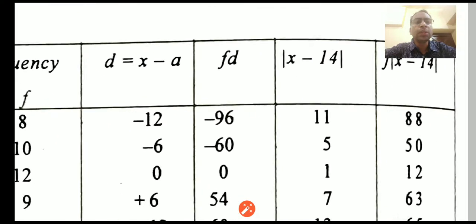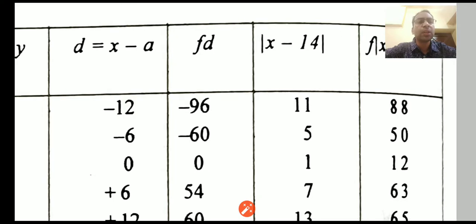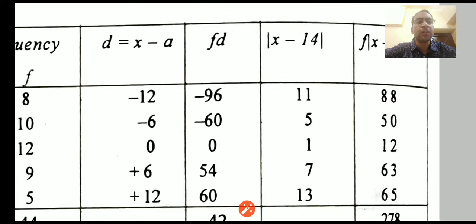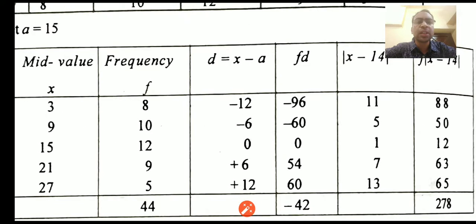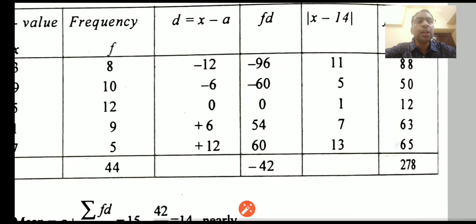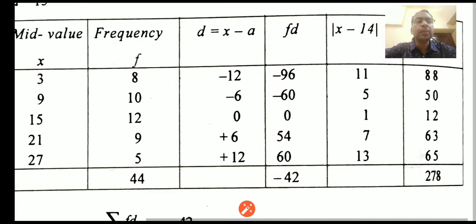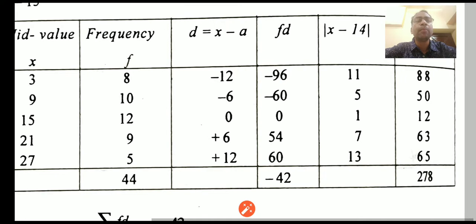Now comes to this column. Here we have used 14, so this is mod of x minus x bar. We had calculated the mean as 14, so this is x minus x bar for all the classes. Let's say for the first class x is 3, the mean we had calculated is 14, so 3 minus 14 will give you minus 11, but we'll have to write this in the mod, so this will be a positive value 11.